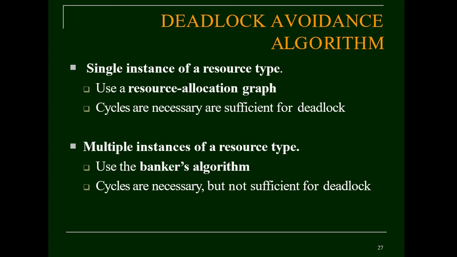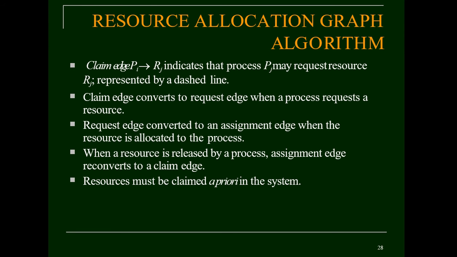First, for a single instance of each resource type, we can use the resource allocation graph, where a cycle is sufficient for deadlock with a single instance. If there are multiple instances of the resource type, then we can use the banker's algorithm, where a cycle is necessary but not sufficient for deadlock. Now the resource allocation graph algorithm. In this, we have a claim edge, Pi to Rj. It indicates that the process Pi may request the resource Rj, and it is represented by a dashed line.